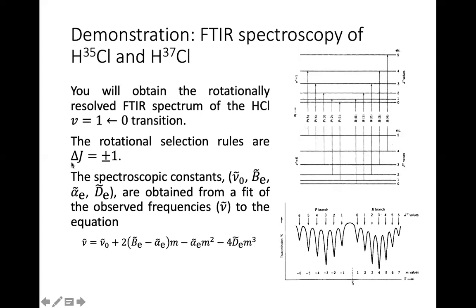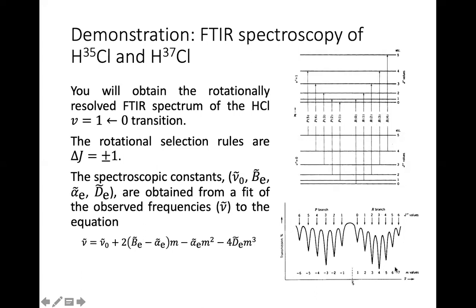And on the other hand, if delta J is plus 1, then for example, you could go from a J value of 0 in the ground state to a J value of 1 in the upper state, or you could go from 1 to 2, or you could go from 2 to 3, etc. And these transitions are called R branch transitions.